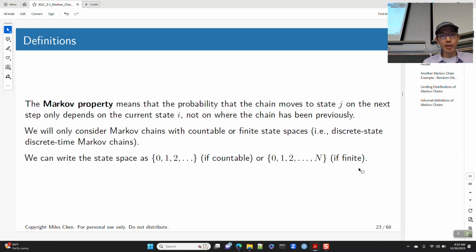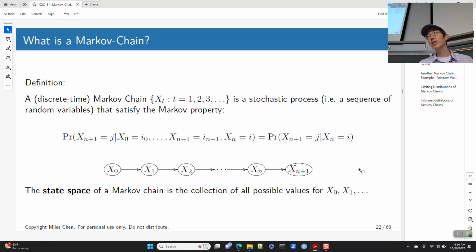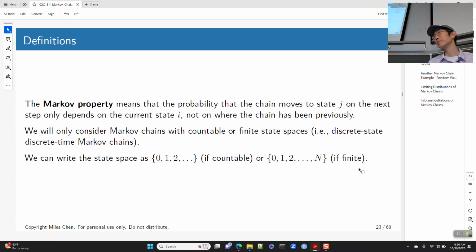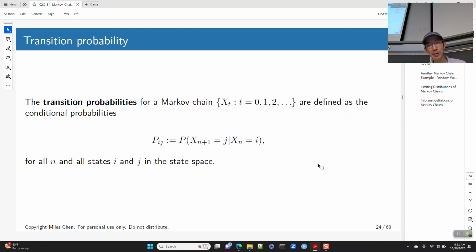Okay, so the Markov property means that the probability that the chain moves to state, say, j on the next step only depends on the current state i, not on where the chain has been previously. We will only consider Markov chains with countable or finite state spaces. So we're going to start off with the discrete state. Basically, we can list off all of the possible values that the Markov chain can take on, at discrete times, right? And again, there are other kinds of Markov chains where you can replace discrete with continuous. Because it's a discrete state, we can write out the state space, and if it's countable but goes on forever, it will be 0, 1, 2 going on forever. Or we'll start off with the finite case, where there's an end to how many states there can be.